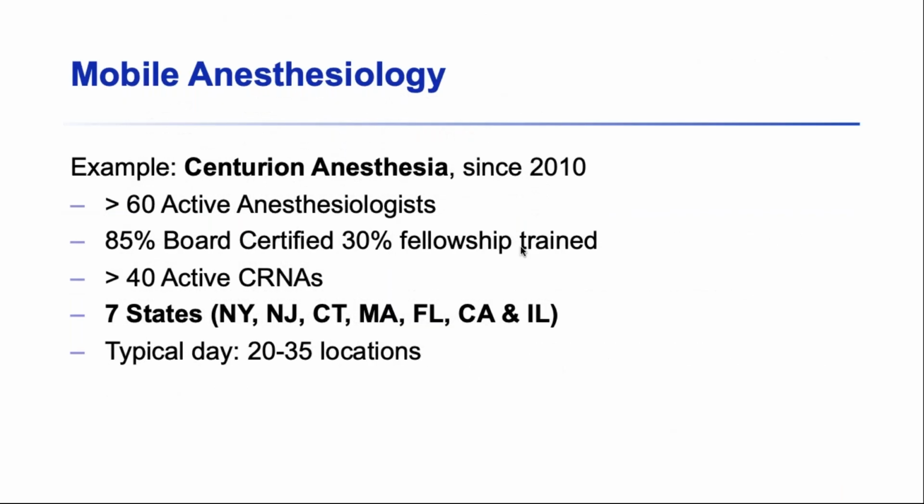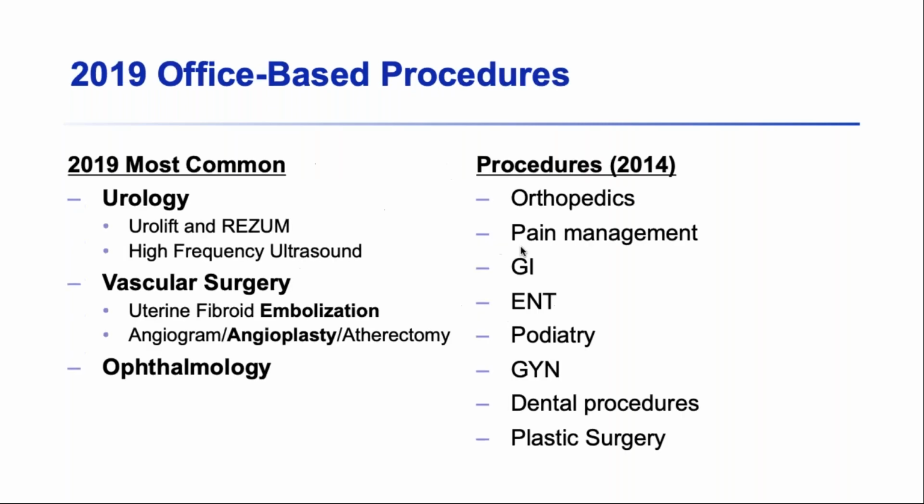We use mobile anesthesiology. We're working with them as an example, to see where the horizon is with the types of cases that are being performed in the office. Centurion Anesthesia is based in New York. They have greater than 60 active anesthesiologists, 85% are board certified, greater than 40 active CRNAs. They act in 7 states: New York, New Jersey, Connecticut, Massachusetts, Florida, California, Illinois, and they recently opened another office in Georgia. The typical day is 20 to 35 locations.